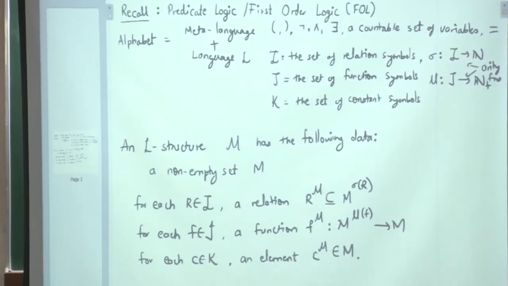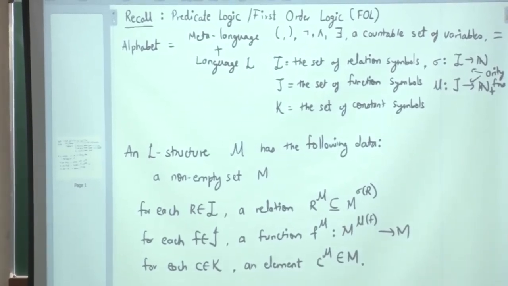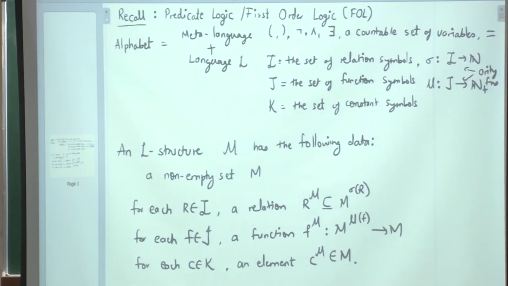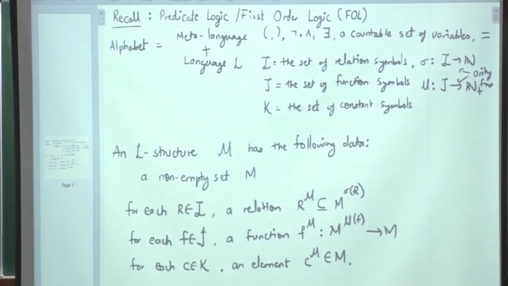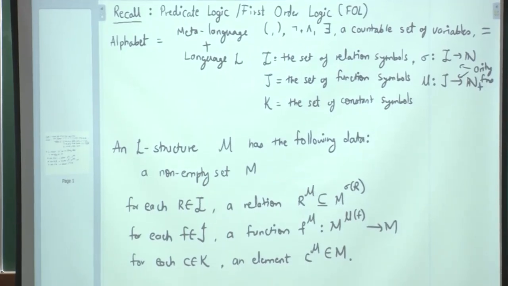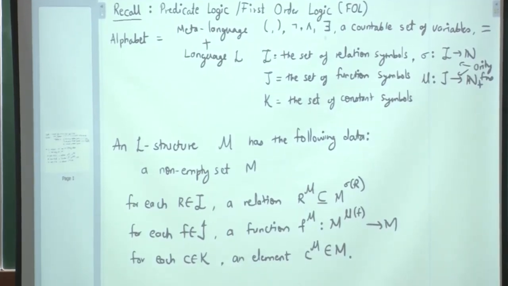The metalanguage consists of the symbols that we will freely use. They don't depend on the situation that we are in. And especially, I want to point out exist and equality. These two are new additions, as well as a countable set of variables.